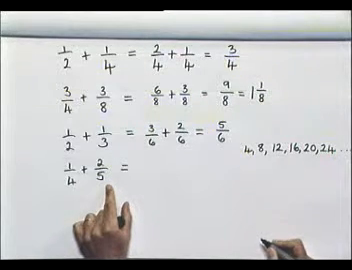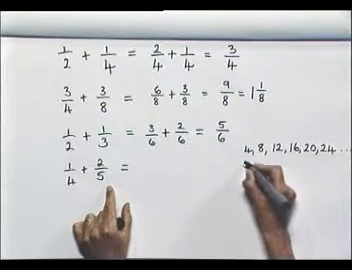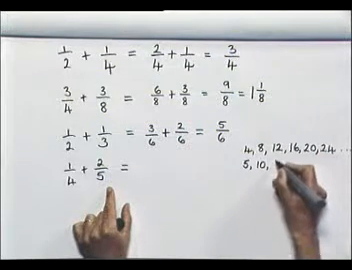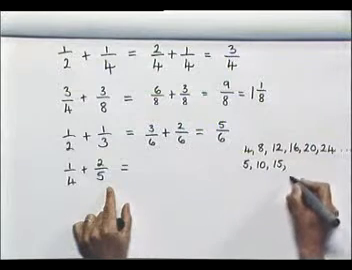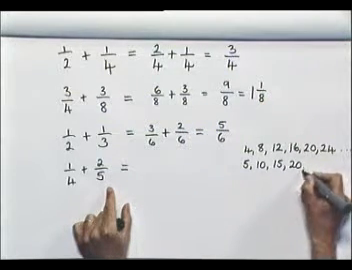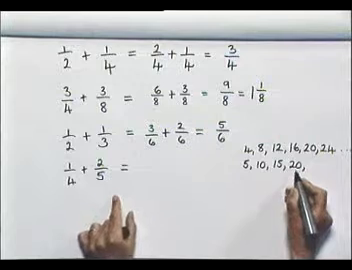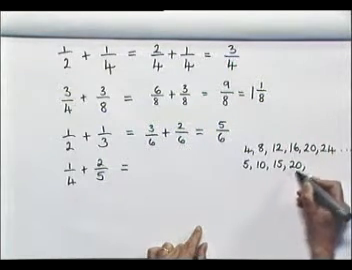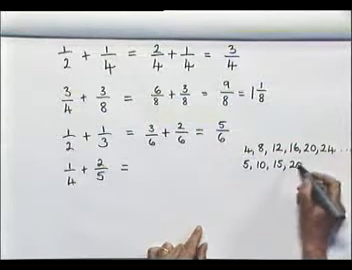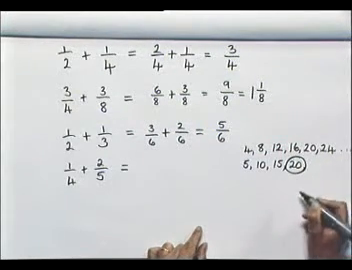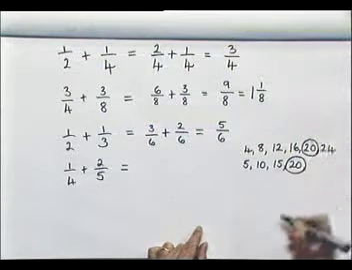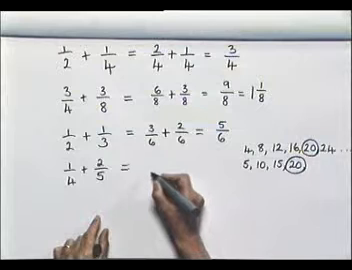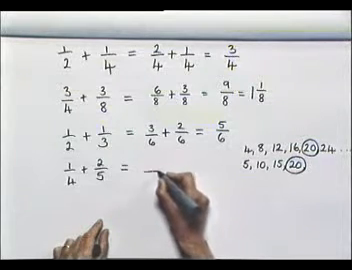And let's have a look at numbers that 5 fit into. Well, there's 5, 10, 15, 20. I can stop there because I've now found a common number, one that's in both the 4s and the 5s. So 20 is our common denominator.